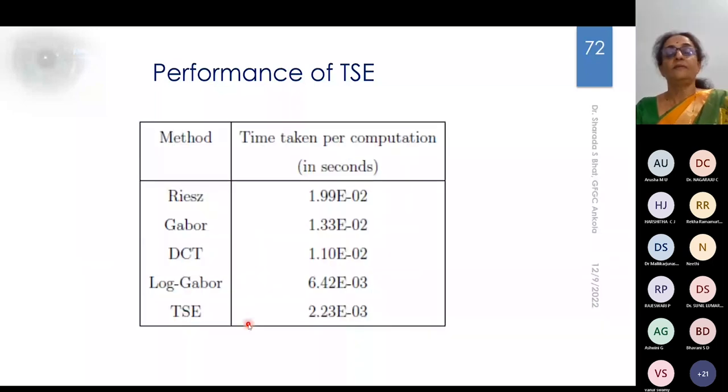And one more point with TSE is the time taken. Because convolution is used and it is only the first, second, third, fourth order derivatives, the time taken is very less. You can observe this compared with Gabor, DCT, log Gabor, and TSE. So this has taken comparatively less time.